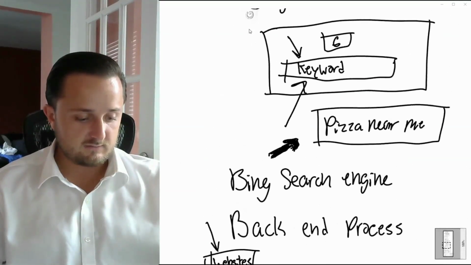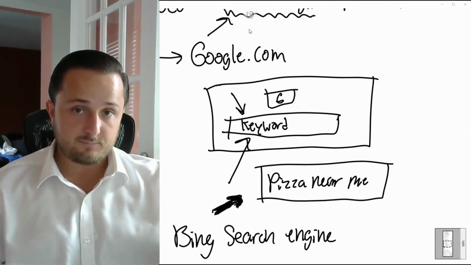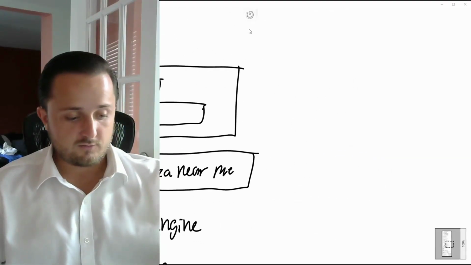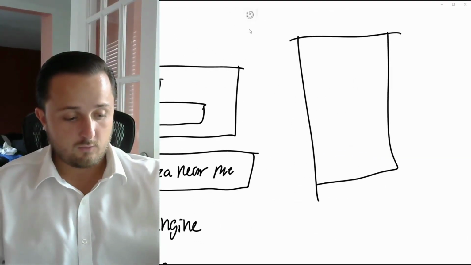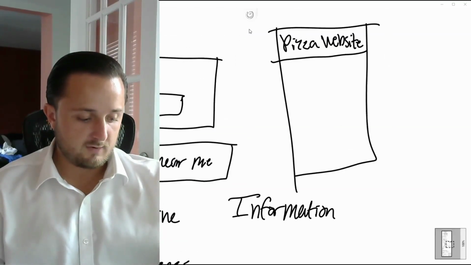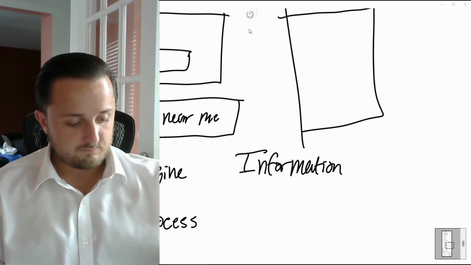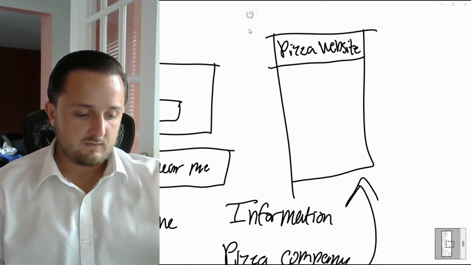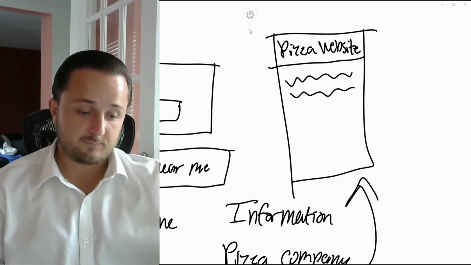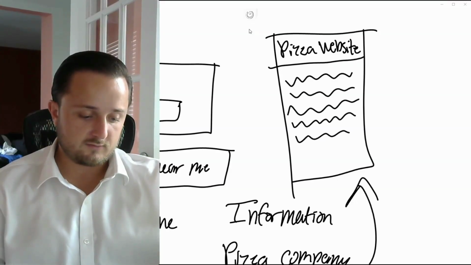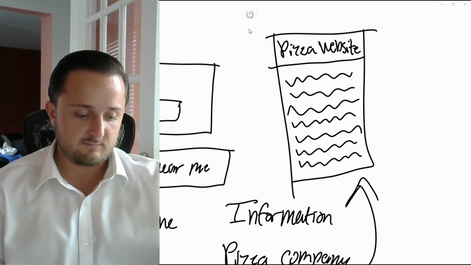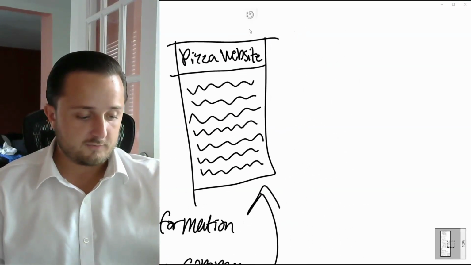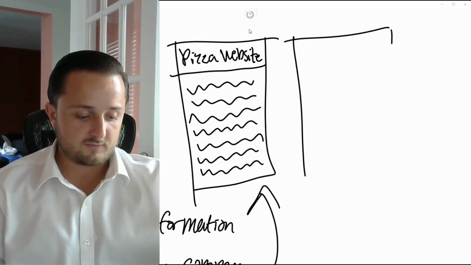So what this means is that if I'm a pizza business, I have to create a website with information. I'm going to place my pizza company's information onto this website. I'm going to talk about us, the type of pizza we make, the ingredients, how long I've been making pizza, my address, where we're located. I'm also going to want to get a Google business profile.